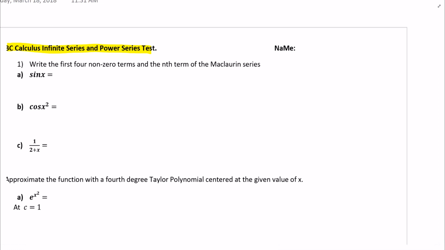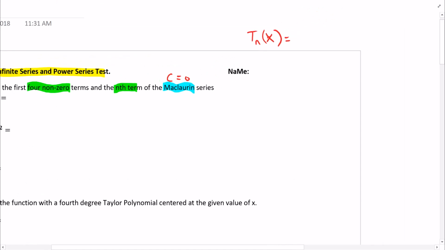The first questions here are asking us to write the first four non-zero terms and the nth term of the Maclaurin series. So what we need to know is that the Maclaurin series is a special case of the Taylor series where it's centered at 0. Okay, so quick reminder, the Taylor series is basically a polynomial that approximates our function.